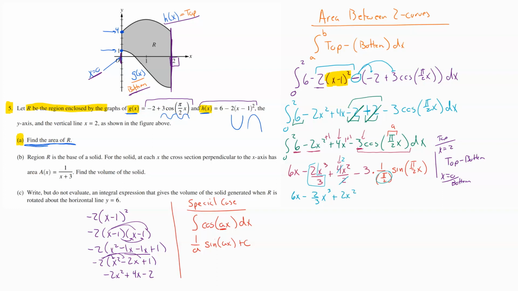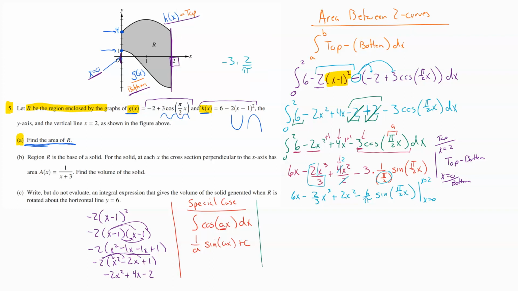I flip this up. This is going to be minus, technically, if you want to look it off to the side, this would have been negative 3 times. You flip that, and that would be 2 over pi. So I end up with negative 6 over pi, the sine of pi over 2x, and then evaluated from x equals 0 to x equals 2. So we get into the end here, just a little bit more algebra.